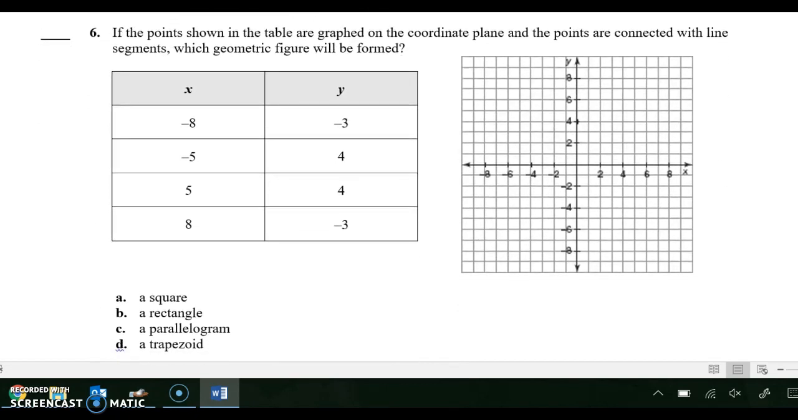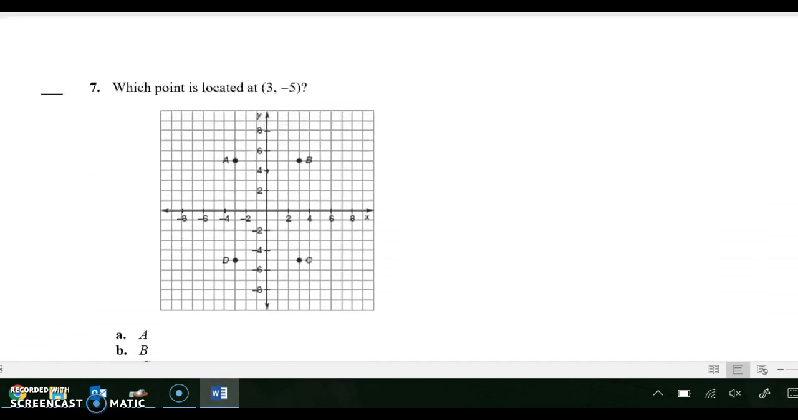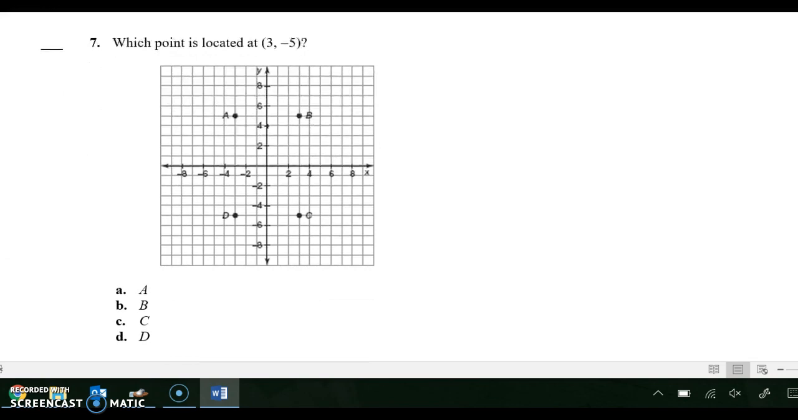Number 6. If the points shown in the table are graphed on the coordinate plane and the points are connected with line segments, which geometric figure will be formed? A. A square. B. A rectangle. C. A parallelogram. D. A trapezoid. Number 7. Which point is located at (3, -5)? A, point A, B, point B, C, point C, or D, point D.